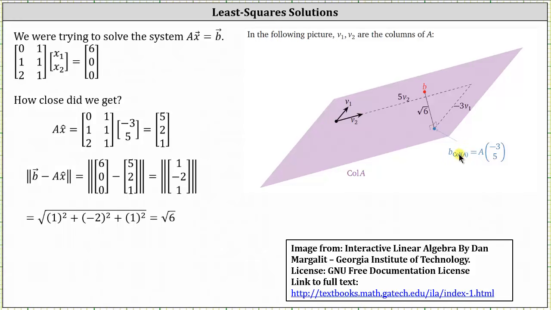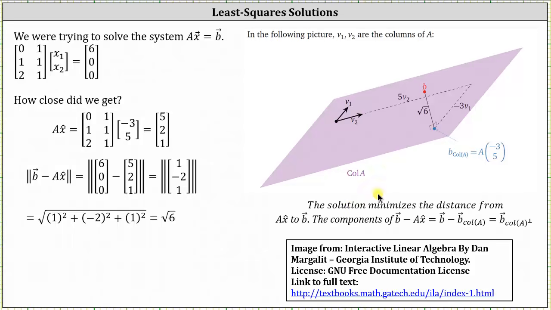And again, the distance from the vector 5, 2, 1 to the vector b is equal to this distance here, the square root of 6. So again, the least squares solution minimizes the distance from matrix A times vector x hat to vector b. And the vector b minus matrix A times vector x hat is equal to vector b minus the projection of vector b onto the column space of matrix A, which is also equal to the projection of vector b onto the orthogonal complement of the column space of matrix A.